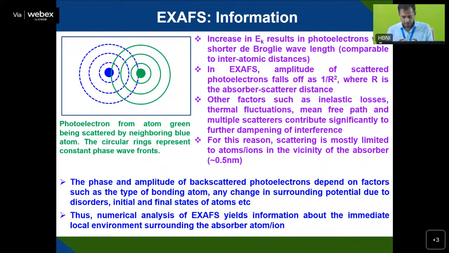about the neighboring atoms only. You can see here the photoelectron from the green atom being scattered by the neighboring blue atom. The wave vector of the green atom scatters back from the wave vector of the blue atom, so there is a direct single interaction here instead of multiple. Here the increase in kinetic energy results in a photoelectron with shorter wavelength. And in EXAFS, as I told, the amplitude is proportional to 1 over r squared, and other factors such as inelastic loss, thermal fluctuation, and mean free path also contribute here.